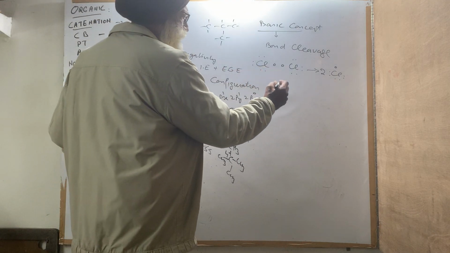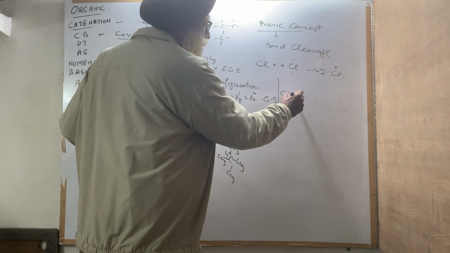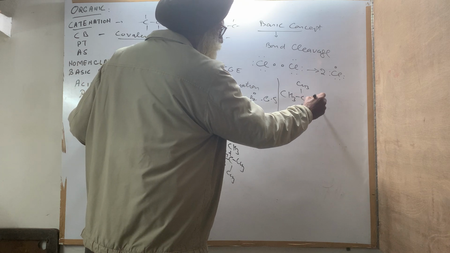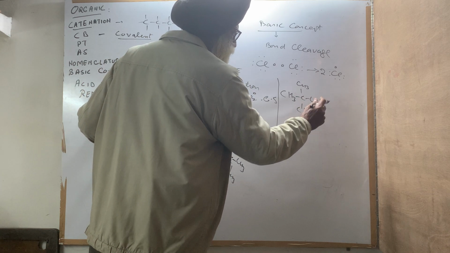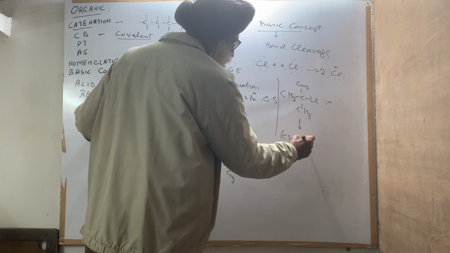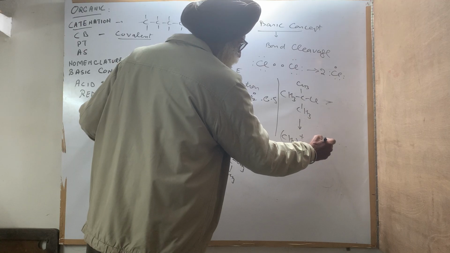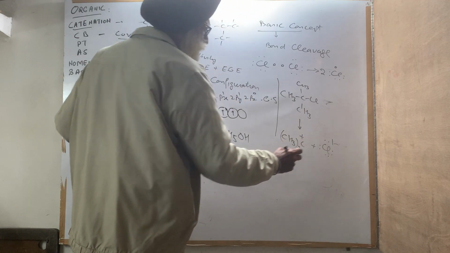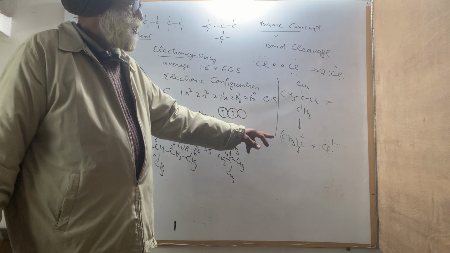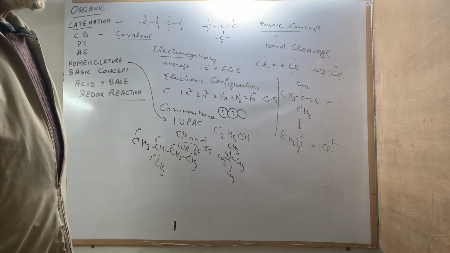Second, you are having this. So in this case, one atom takes away both electrons of the shared pair. This is heterolytic fission, unsymmetrical cleavage. It is symmetrical cleavage, it is unsymmetrical cleavage. So this is the bond breakage.